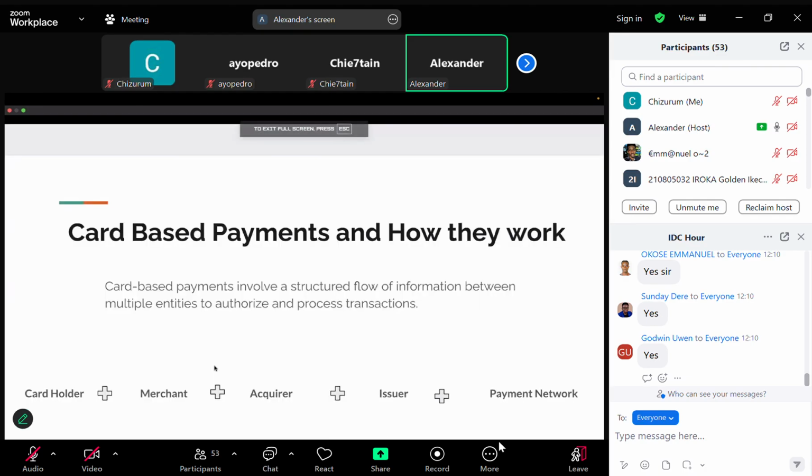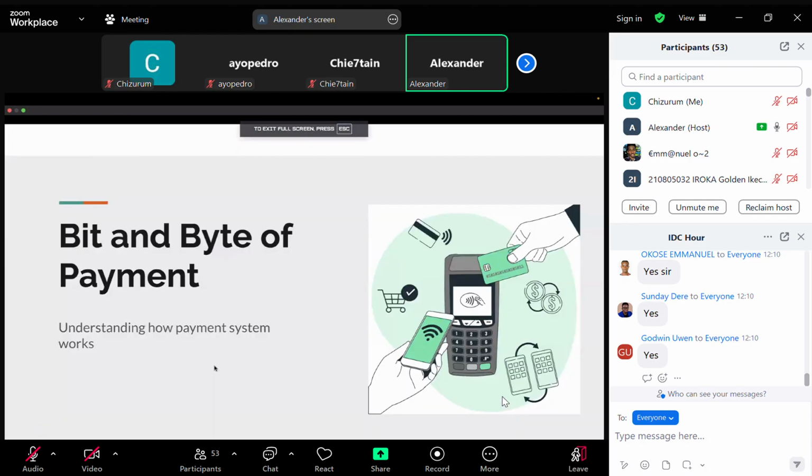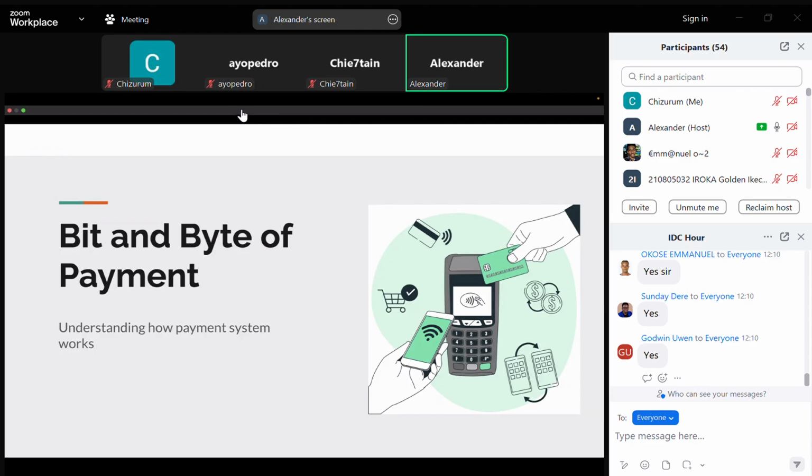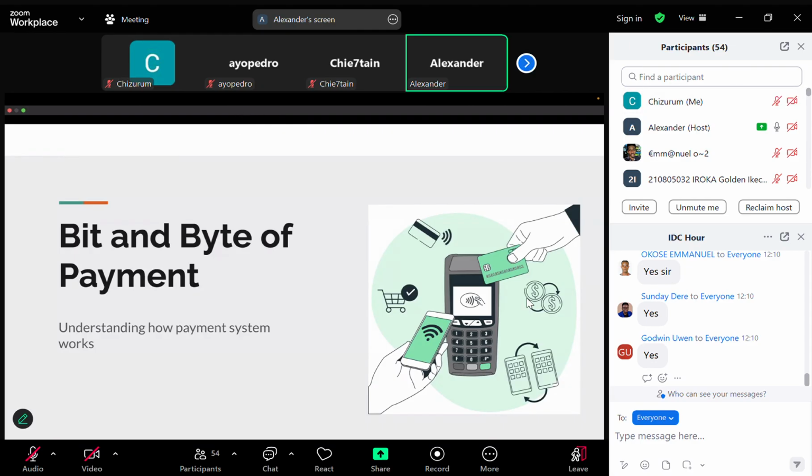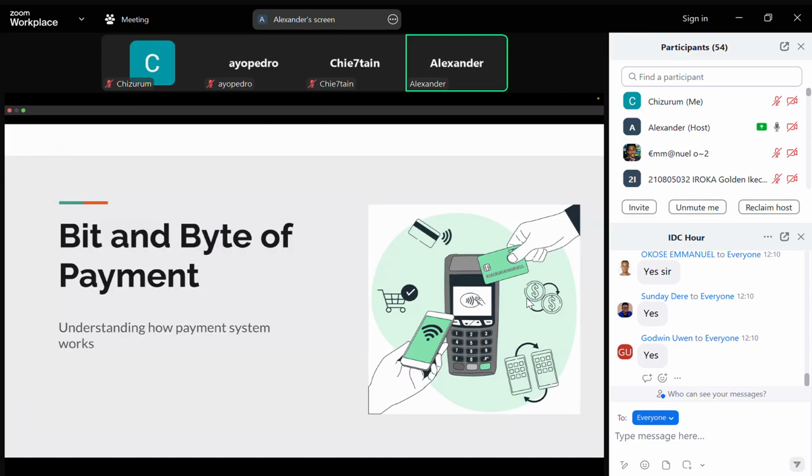So today we would be talking about what I termed bits and bytes of payment, but it doesn't mean we're only talking about bits and bytes today. It's typically understanding how payment systems work. Today we're going to talk about the data types and some protocols that run behind payment systems, right?